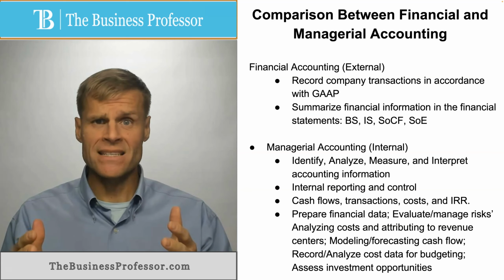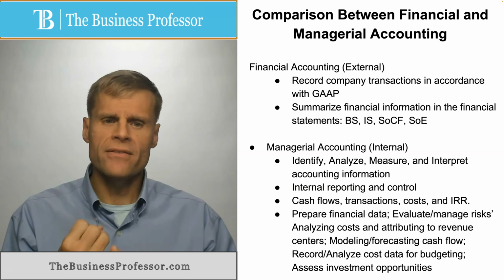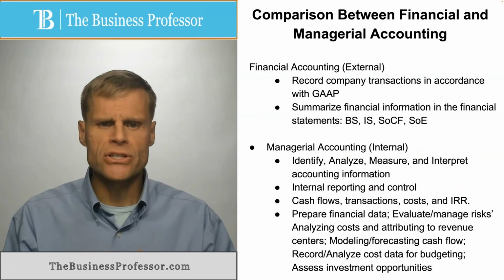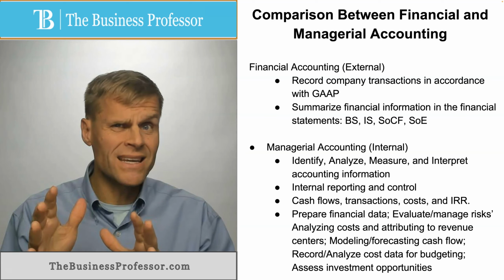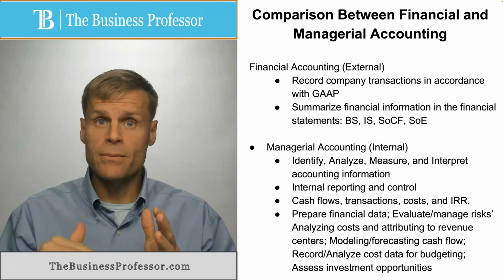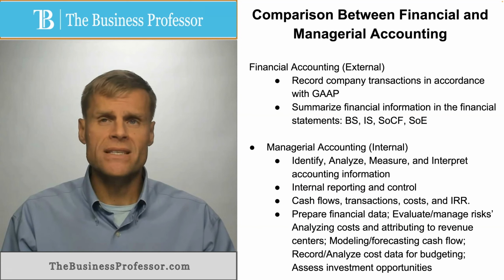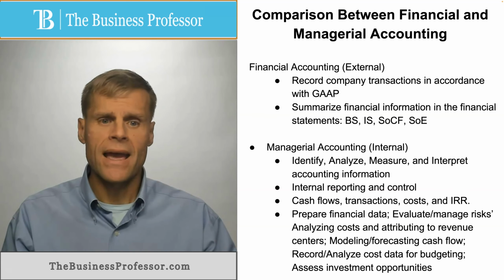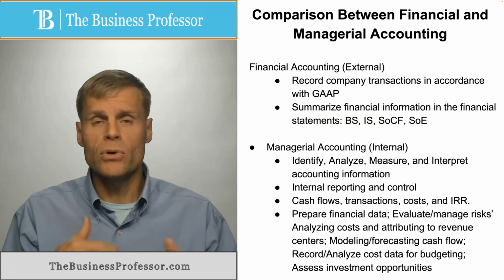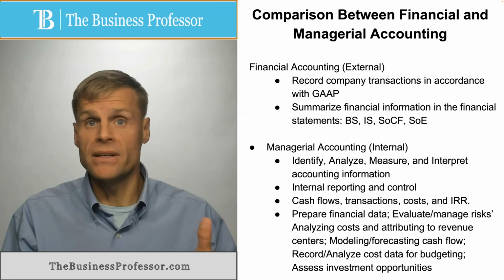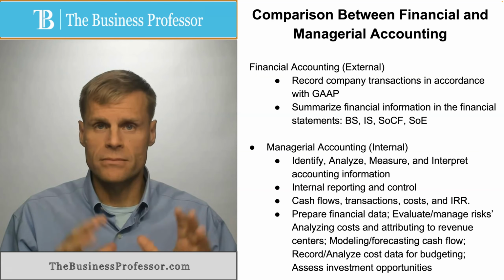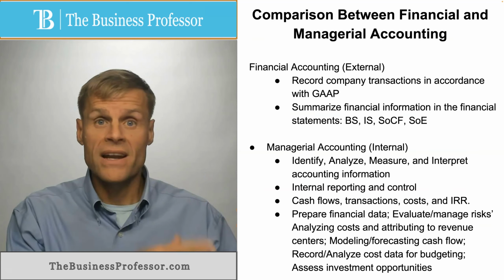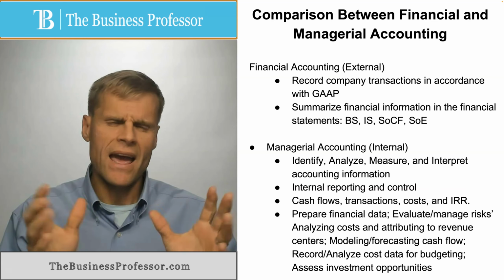Now, some of the specific tasks that are part of these functions: you're going to be preparing financial data, evaluating and managing the risk inherent in operations in any situation. You're going to be modeling and forecasting cash flows for budgeting purposes to allow managers to establish budgets. You're recording and analyzing the costs associated with operations, and then you're assessing once again the potential of various opportunities for the allocation of resources and bringing to fruition in the organization. So by and large, this is the function of financial accountants and managerial accountants, and how they compare to each other.